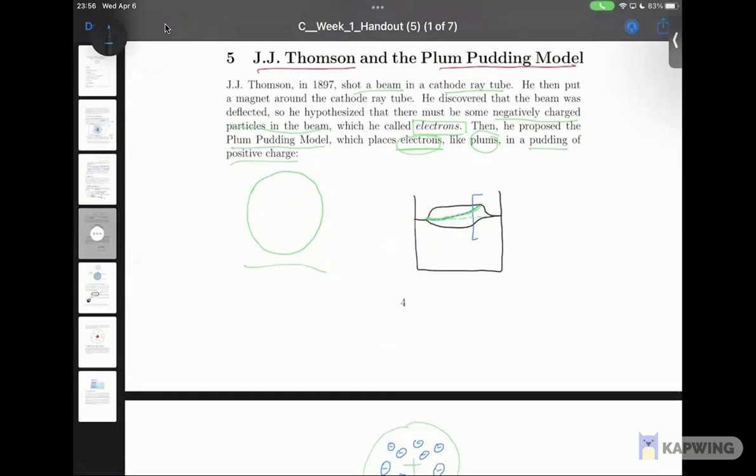Then later on, we would have even more scientists come and improve on his model. So in the next video, we're going to talk about how Ernest Rutherford took this even a step further, developing the plum pudding model into something that would more resemble today's model of the atom by discovering the nucleus.